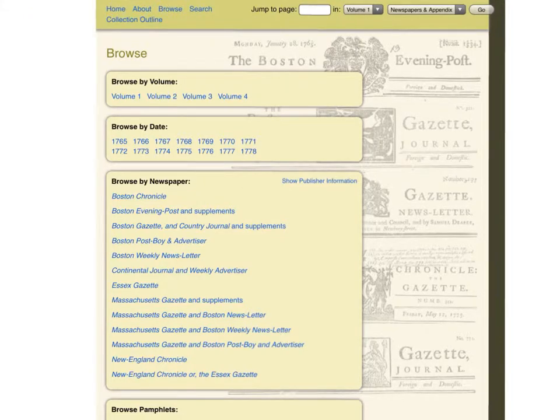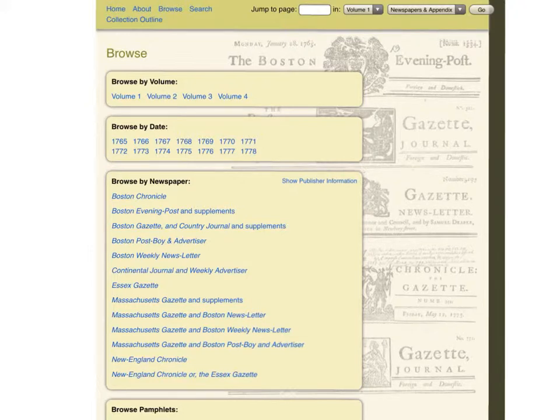Okay, you can see here that you can then further browse by volumes, by dates, or by newspapers. For most of you who are working in this time period, the dates are going to be the best way for you to browse. By this point, you know the time period around which your event took place, and then you can take a look at that and see what you can find.